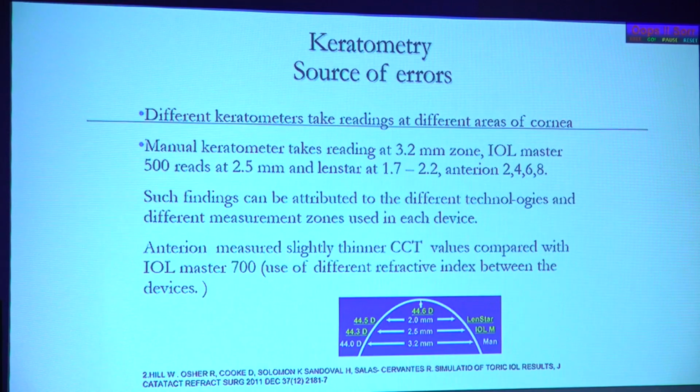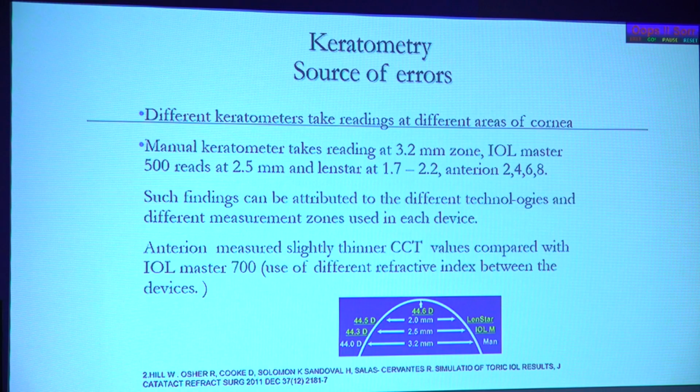So what I would like to say is, if you are using an immersion biometer, it is not ideal to take the manual K values from the IOL Master and put them into the system, because the immersion system or the contact A scan is meant for values from the 3.2 mm zone. If data is taken from a topographer, SIM-K has to be taken.